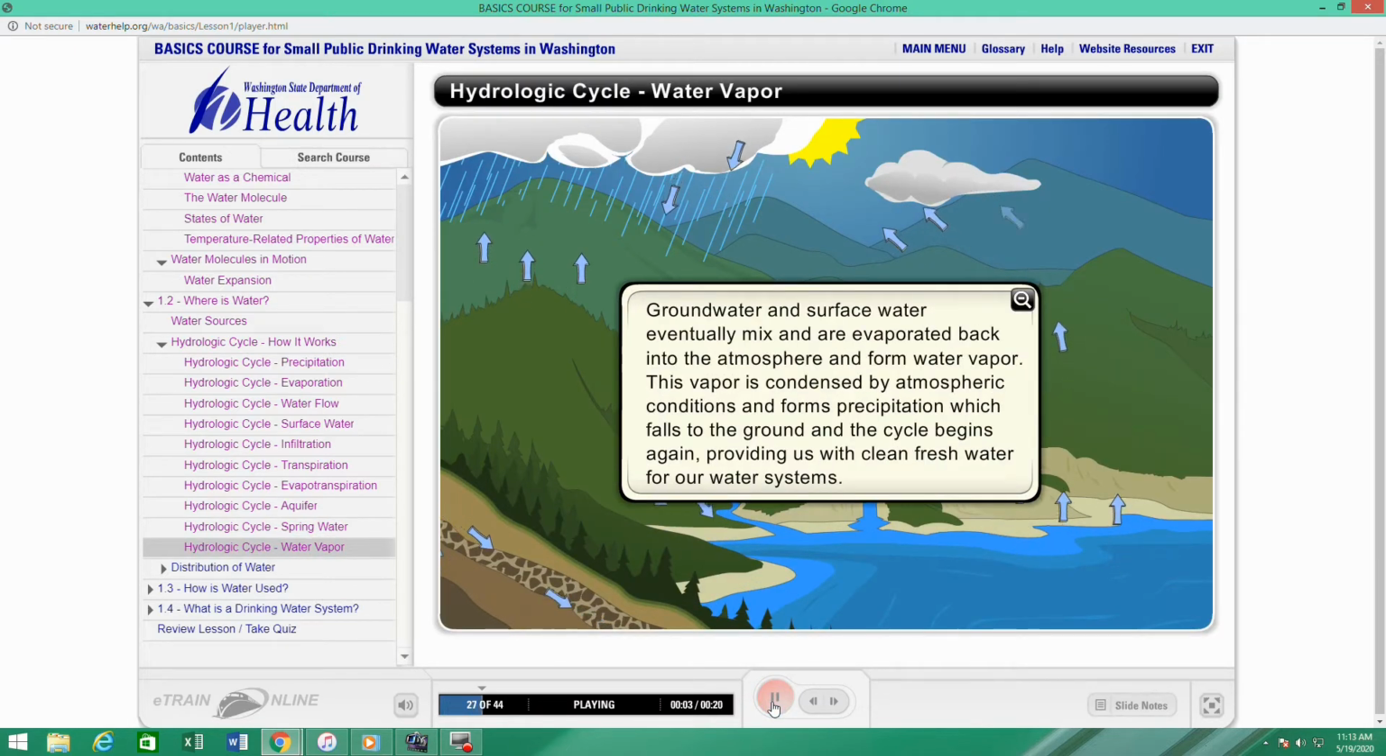Groundwater and surface water eventually mix and are evaporated back into the atmosphere and form water vapor. This vapor is condensed by atmospheric conditions and forms precipitation, which falls to the ground, and the cycle begins again, providing us with clean, fresh water for our water systems.